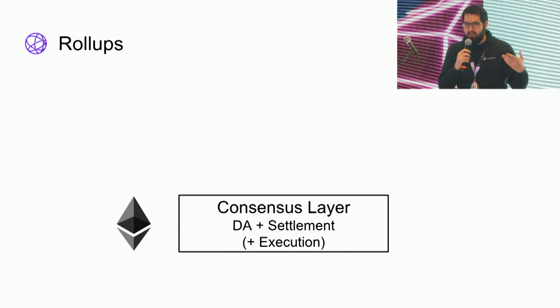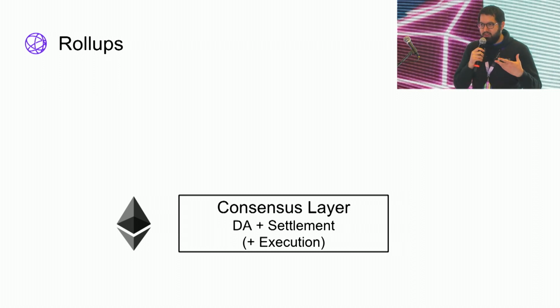It performs data availability, settlement, and also execution. What are each of these 3 things? So data availability is essentially making sure that the data behind some transactions has been published to the world. You need this because if you don't have this data, you don't actually know what's happening in the blockchain.